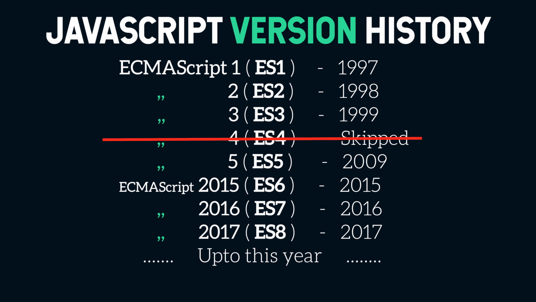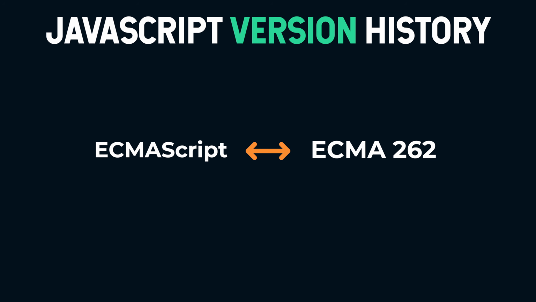While recording this video, the latest versions are ES10 and ES11. When someone says ES7, just understand that it is same as ECMAScript 2016. The year version ends with a number less than version name with sequence number. And keep this in mind, ECMA 262 is another name for ECMAScript.